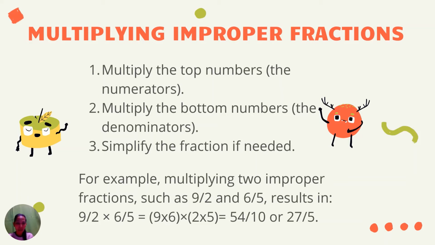So pag sinimplify natin siya, we have to look for the greatest common factor, and the greatest common factor is 2. So 54 divided by 2 is equals to 27, and 10 divided by 2 is equals to 5. So therefore, ang answer ay 27 over 5.